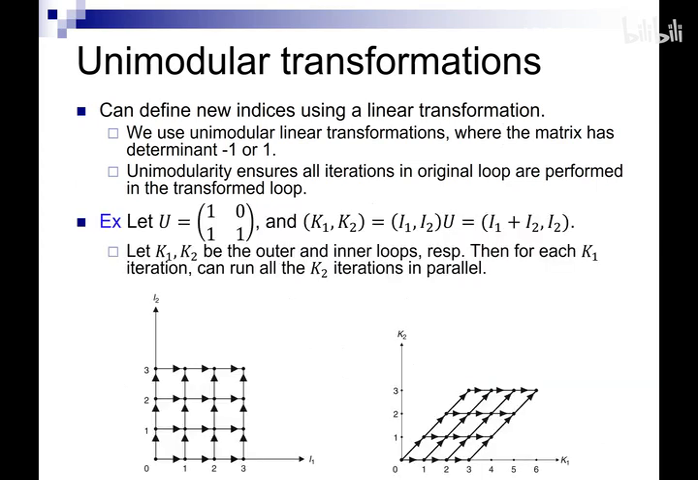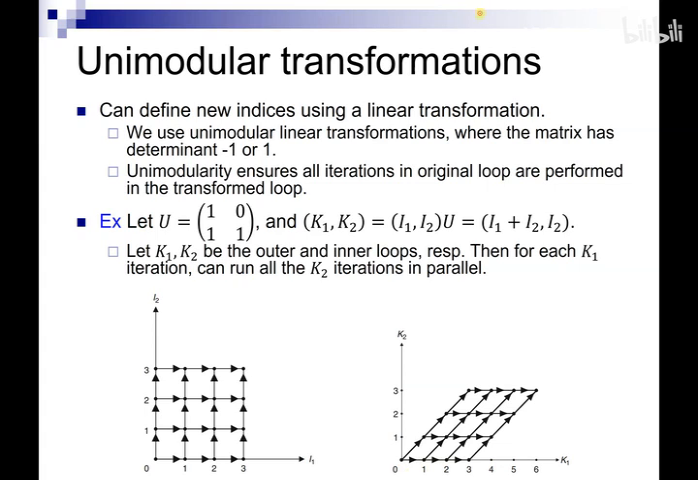Now we can look at the previous situation another way. We're basically going to transform the loop indices. In the original loop, you have loop indices I1 and I2. Now we're going to transform these to new indices K1 and K2. And we're going to form a nested loop over the K1 and K2 indices.